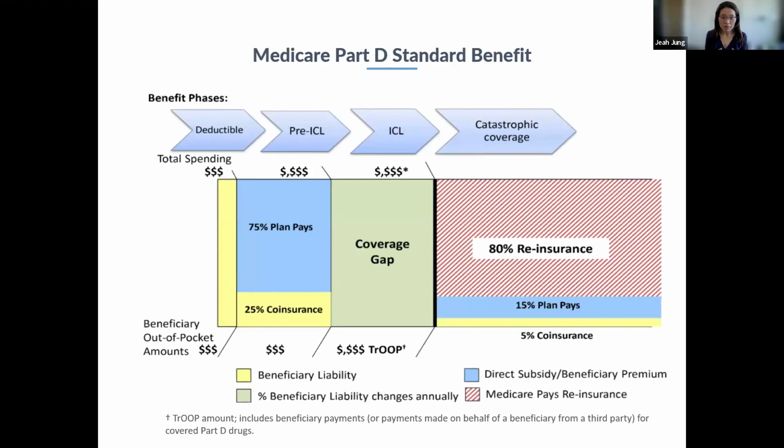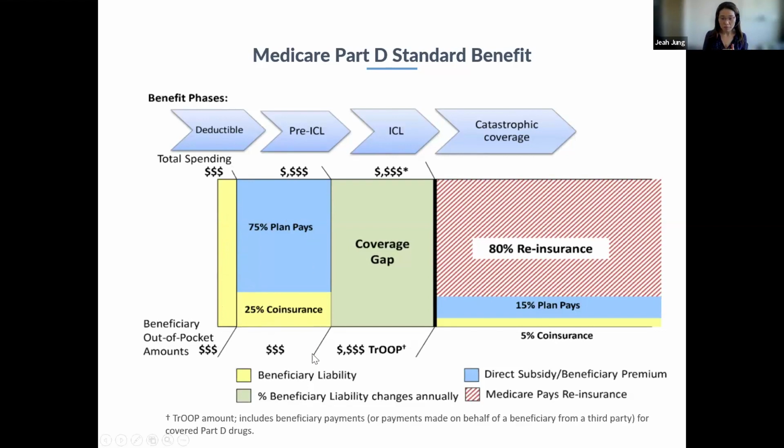This is the standard benefit. This graph shows how the Part D program started. The benefit scheme of the Part D program started in 2006. It began with the deductible, which means that beneficiaries pay everything, so it's just 100% out of pocket. Once they reach a certain spending, either in total spending or beneficiary out-of-pocket spending, they begin to pay 25% coinsurance.